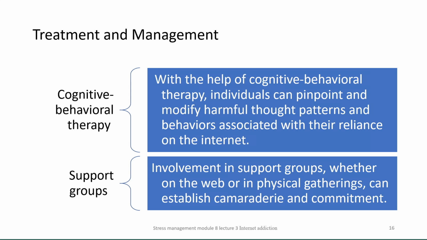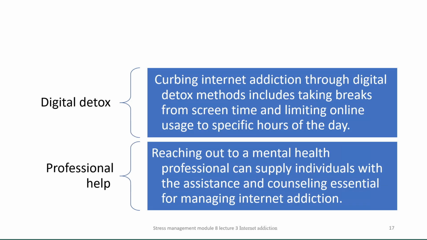However, one can try to manage the situation, and this is quite possible with the help of the techniques mentioned below. The first one is cognitive behavioral therapy that can be tried. Here individuals can pinpoint and modify harmful thought patterns and behaviors associated with their reliance on the internet. We can be a part of support groups, whether virtual or physical, and it can help in maintaining the commitment to do away with such things.